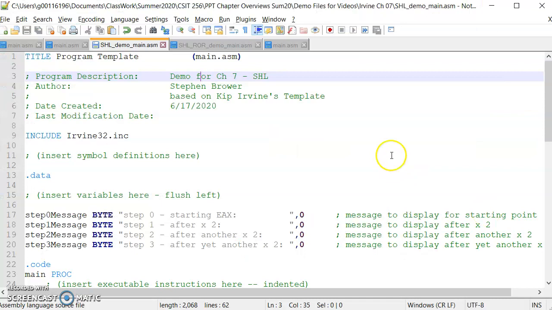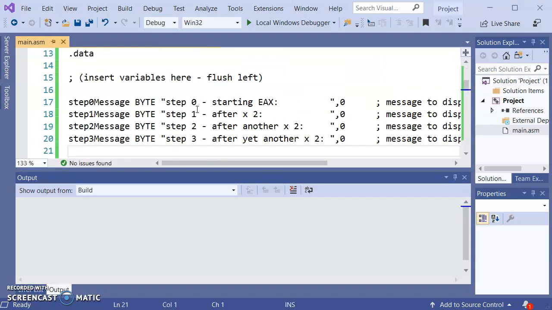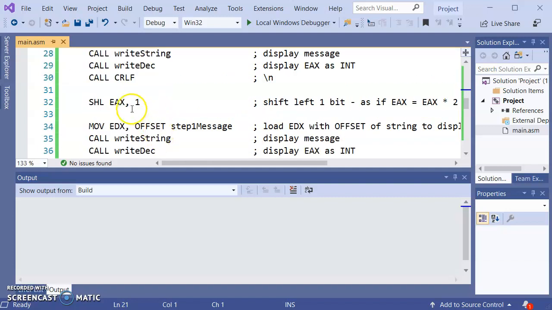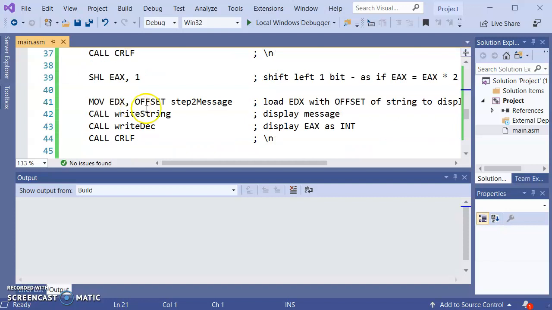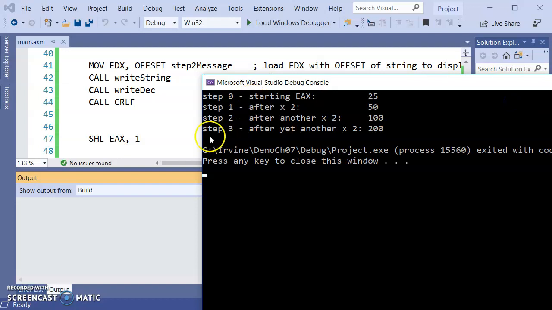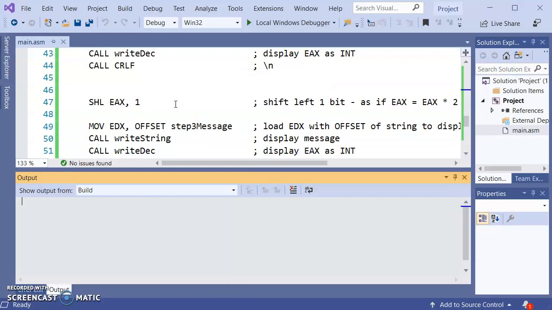So the demo file, up in Canvas, I have this SHL demo, which I already have brought over here. What I did is I started with 25, and then I did a shift left, and then I displayed the decimal, shift left, displayed the decimal. What we're showing here is I started off with 25, I did the shift left, I got 50, I did the shift left, I got 100, I did the shift left, I get 200. So the shift left is something that can be used for multiplying by a power of 2.